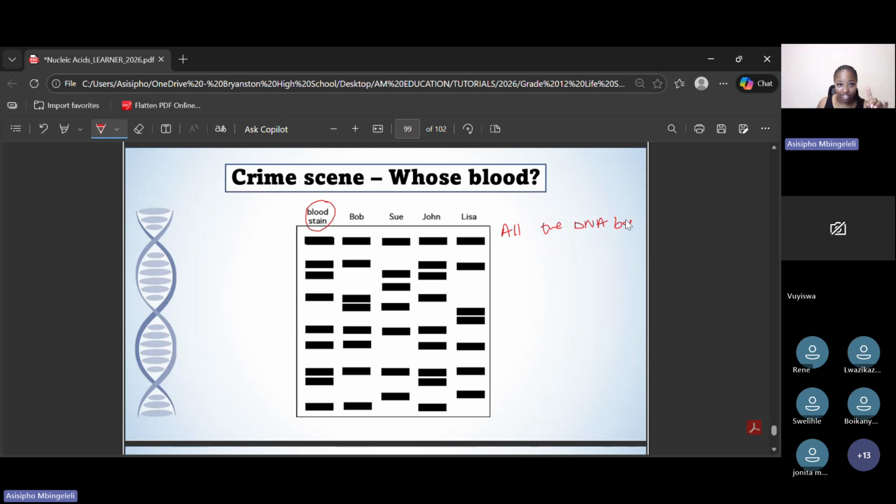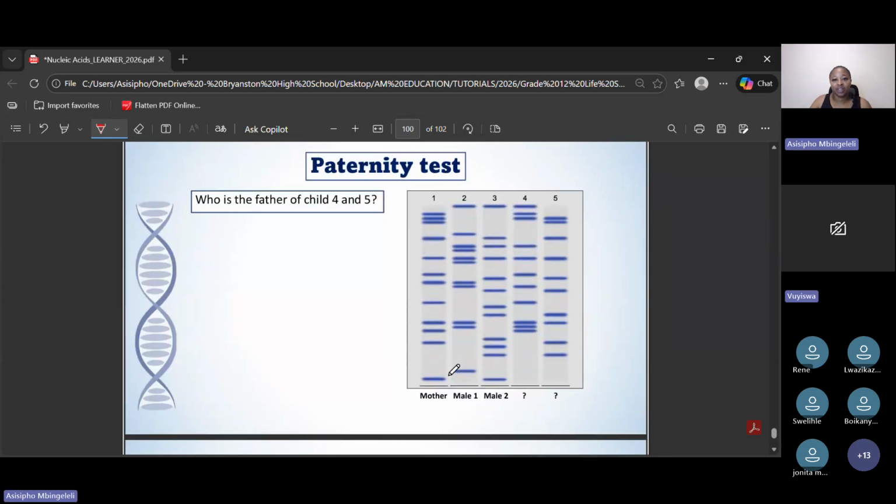Did you mention the word blood stain somewhere in your answer? Yes, I did. All the DNA bars found in the blood stain match those of John, or all the DNA bars of John match those found in the blood stain. I need blood stain, I need John, I need all the DNA bars. Okay, I'm happy.